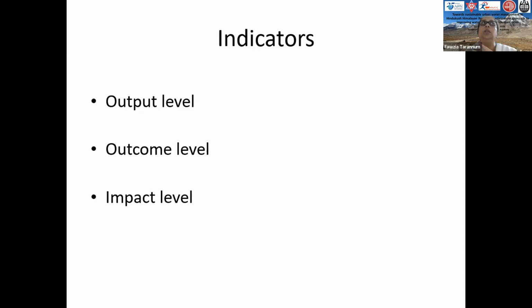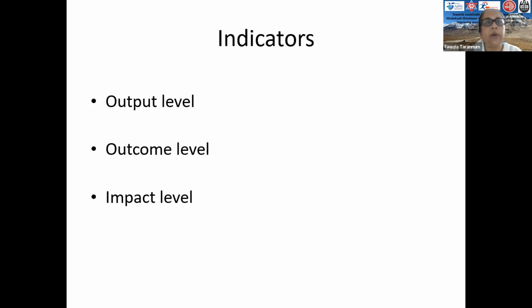So when we look at water having a health impact, a lot of productive hours get lost. So is the overall quality of life and well-being of people improving? There is more productivity in agriculture, crop failure reducing over time, and a better quality of living for people. So those are impact level indicators.